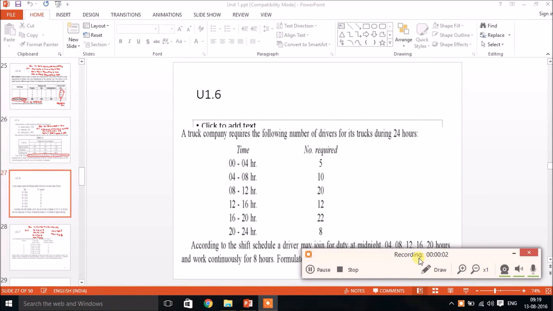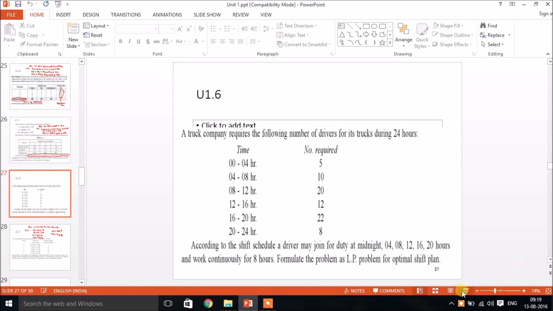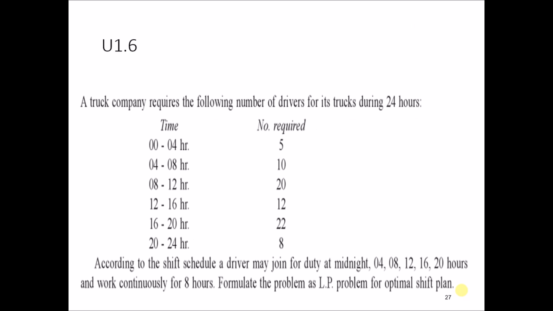So in this tutorial we are going to learn some more examples of linear programming problem. So let us look at this example. A truck company requires the following number of drivers for its trucks during 24 hours. The time allocation is given from 0 to 4. It will be like 5 persons or 5 drivers were required.